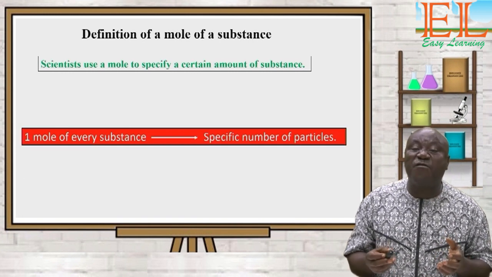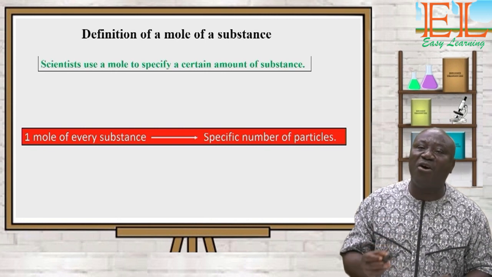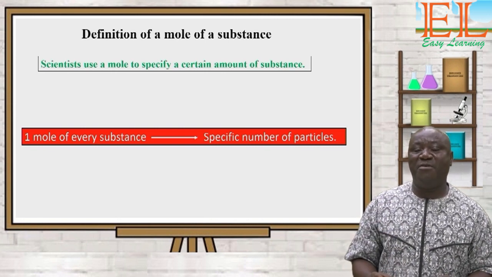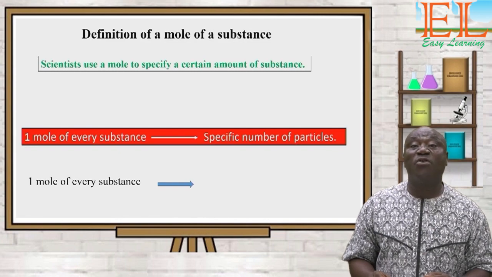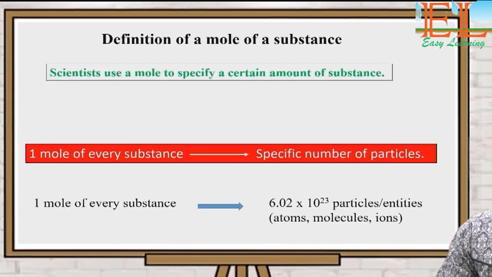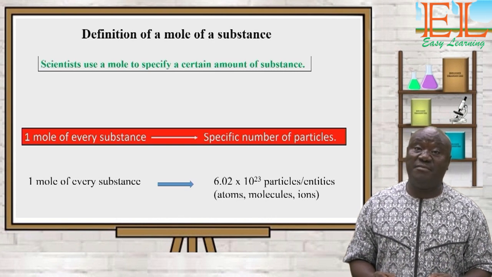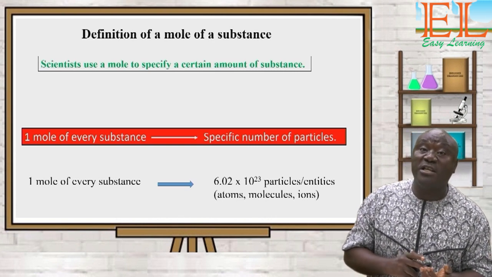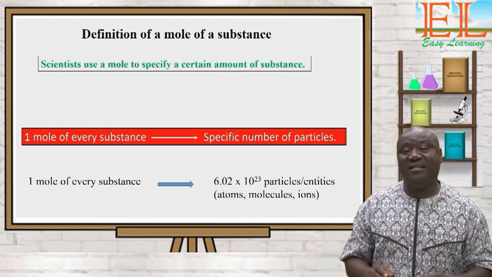So 1 mole of every substance contains a specific number of particles. What is this number? 1 mole of every substance contains 6.02 times 10 raised to the power 23 particles or entities or elementary entities. In science, when we say a particle, what do we mean by that? It could be atoms, molecules, ions, depending on the building units of that substance.